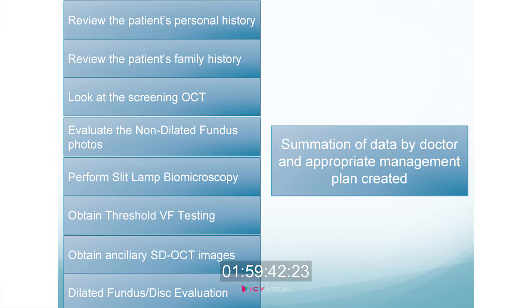We go through family history. Again, we're not expecting the family history to have a huge impact here. We get the screening OCT. It didn't give us that much information in this particular patient. We get the non-dilated images, and finally we see, along with the visual field, that the patient had a swollen left nerve. We do slit lamp to confirm that there's no evidence of any inflammatory markers.